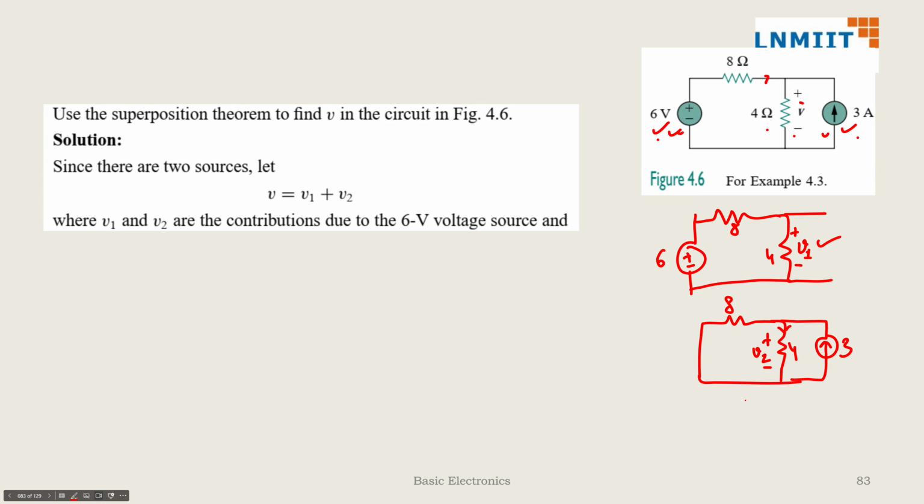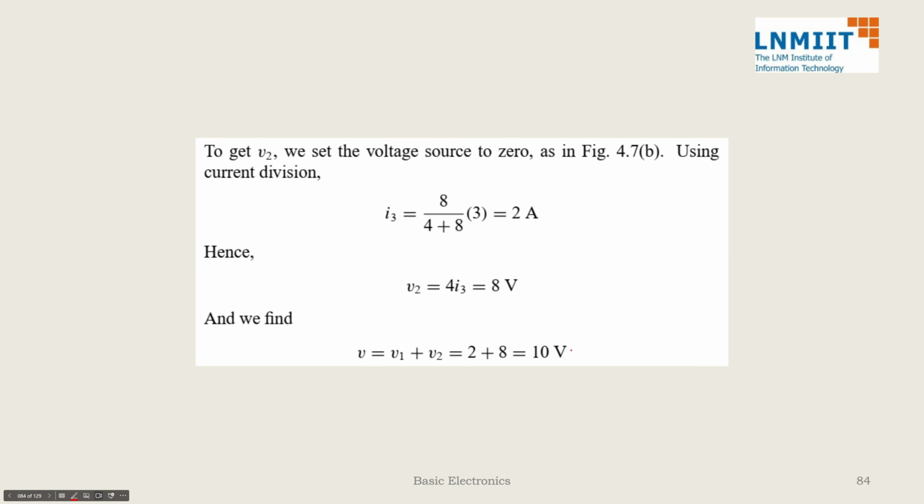So in the first case, as we can see that V1 will be 4 by 12 of 6, that means 1 by 3rd of 6, that means 2 volt. In the second case, we can see 3 ampere is the total current, something will go here, something will go here. So in the 4 ohm resistor, the current that will come will be 8 by 12 of 3, that means 2 by 3 of 3, that means 2 ampere, and 2 ampere into 4, that means 8 volt. Now we can see that V1 is 2 volt, V2 is 8 volt, and our answer will be 10 volt.